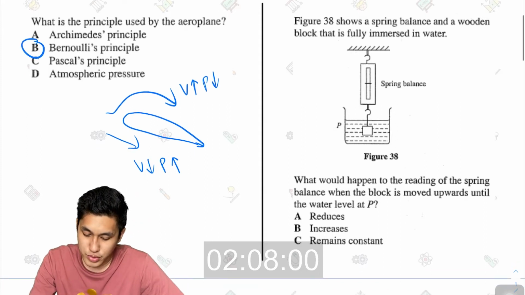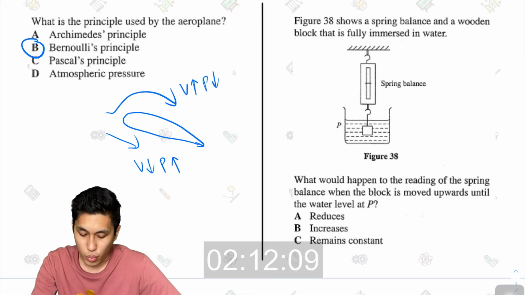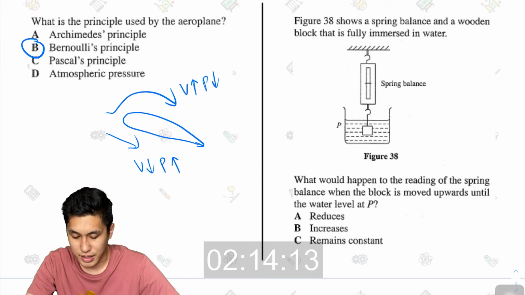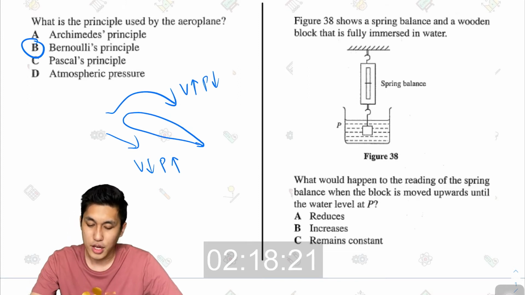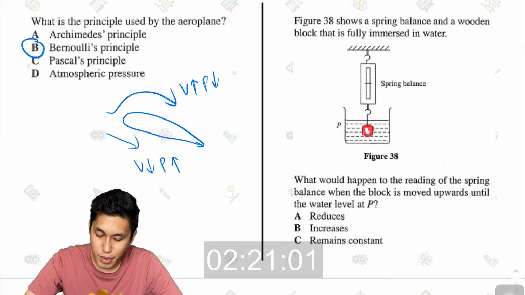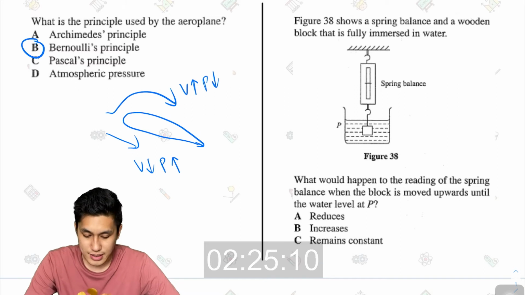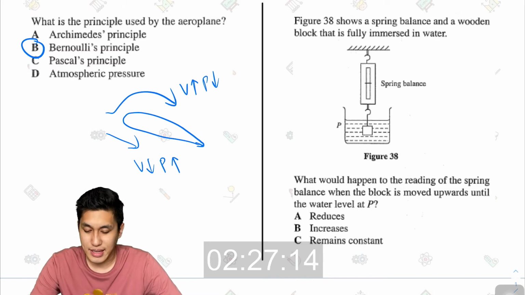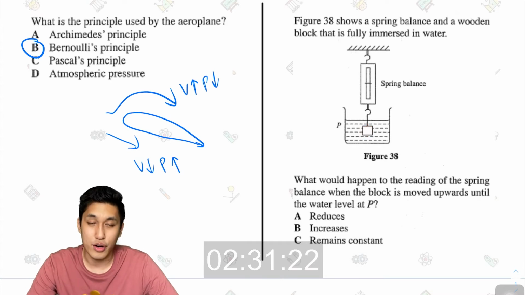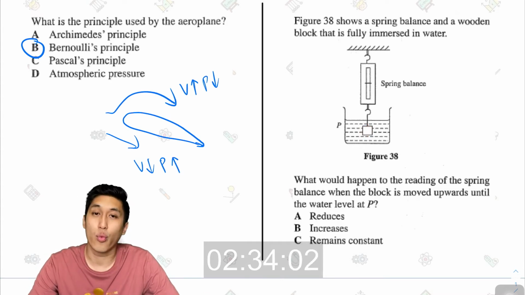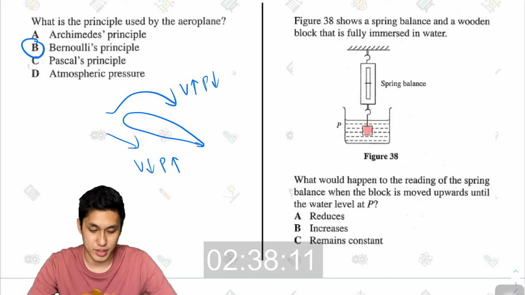Figure 38 shows a spring balance and a wooden block that is fully immersed in water. What would happen to the reading of the spring balance when the block is moved upwards until the water level is at P? So you can see here, the entire block is being submerged in water. So that means there is a buoyant force acting on the block, and the buoyant force is equal to the weight of water displaced, which is the weight of this amount of water, okay?